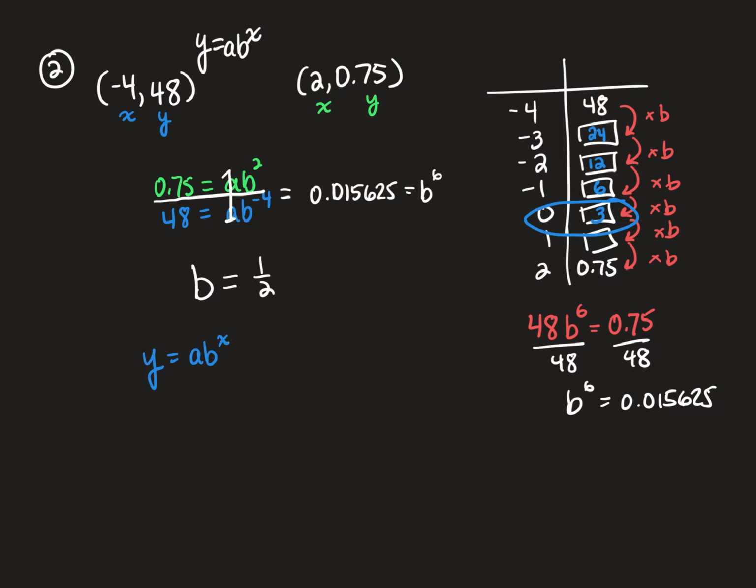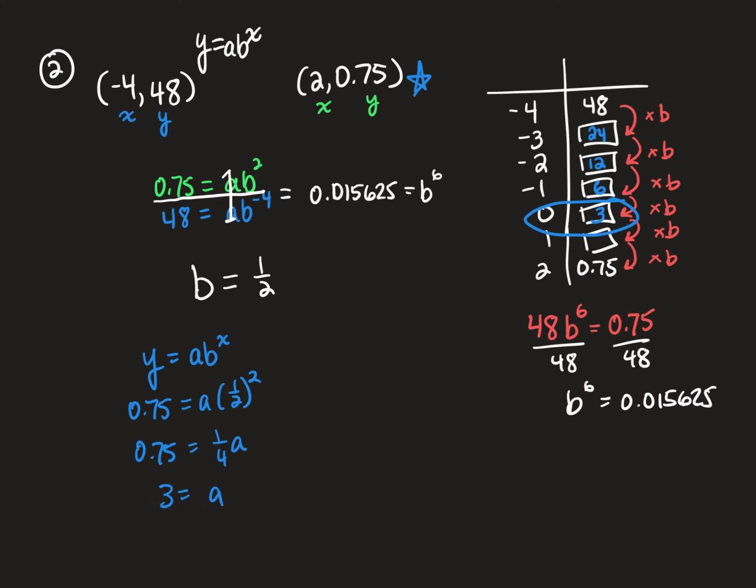Or I could plug in to my equation. I know a and b, so I'm going to choose the one with the nicer values. I know x and y. Y is 0.75. Don't know a, but I do know b is 1/2. X is 2. I'm using this point here. So I get 0.75 equals 1/4 times a, and then multiply by 4, and you get 3 equals a.